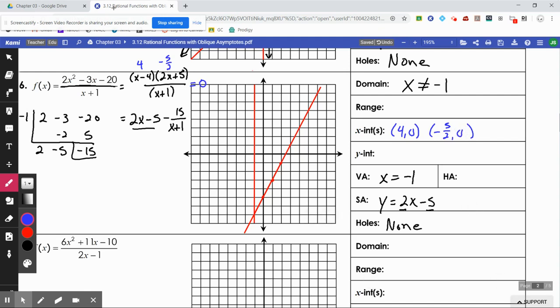So (4, 0): 1, 2, 3, 4, zero is right here. And (negative 5 halves, 0), that's negative 1, 2 and a half. 0 is located right here.